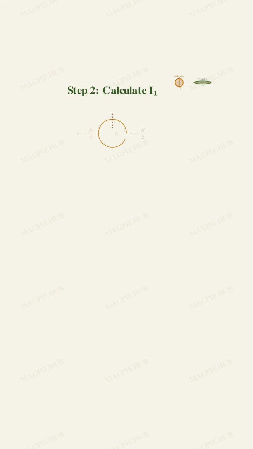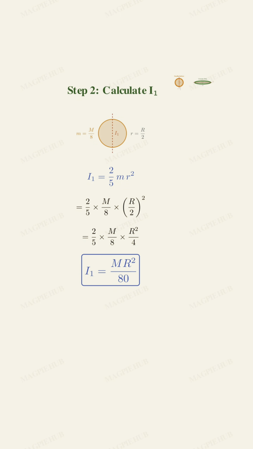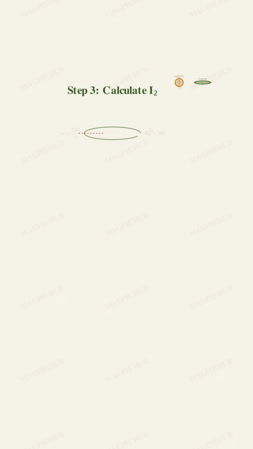Step 2. Calculate I1, the moment of inertia of the smaller sphere. Using the formula, I1 equals 2/5 times m by 8 times R by 2 quantity squared. Computing this, we get 2/5 times m by 8 times R squared by 4, which simplifies to m R squared over 80.